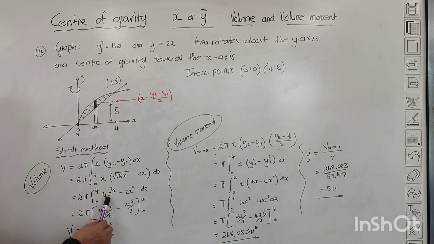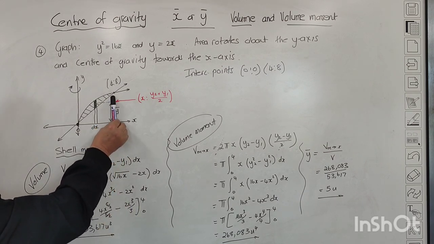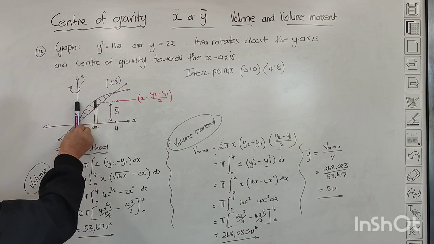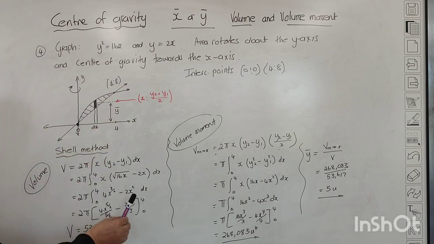So I now integrate the first term, integrate the next term, and substitute my upper limit. My area is between 4 and 0. That creates the volume. First substitute into the equation the 4, minus, put in my 0, and on my calculator it's going to give me an answer of 53.617 units cubed. Now, this is the volume.